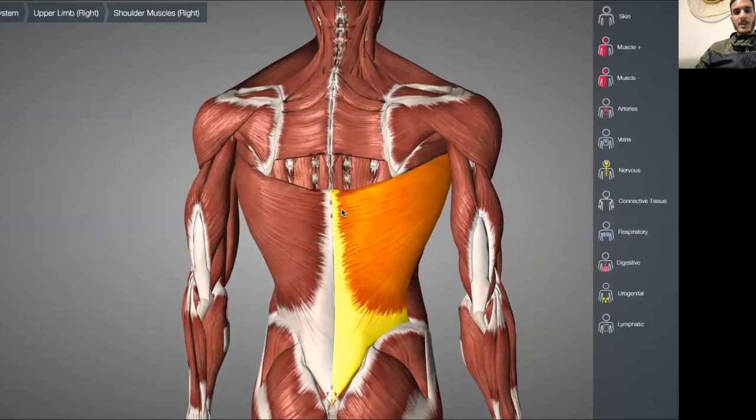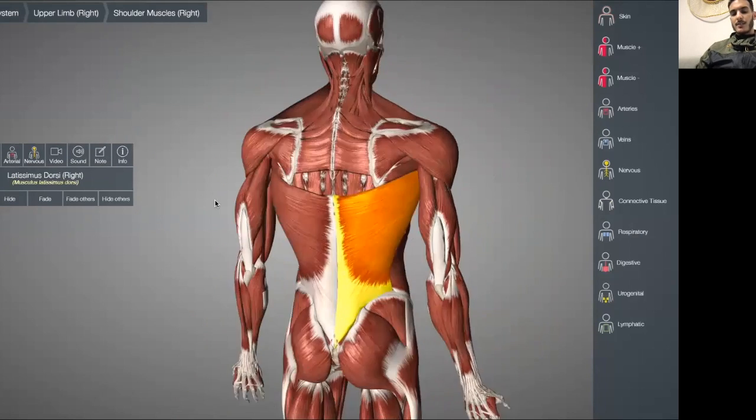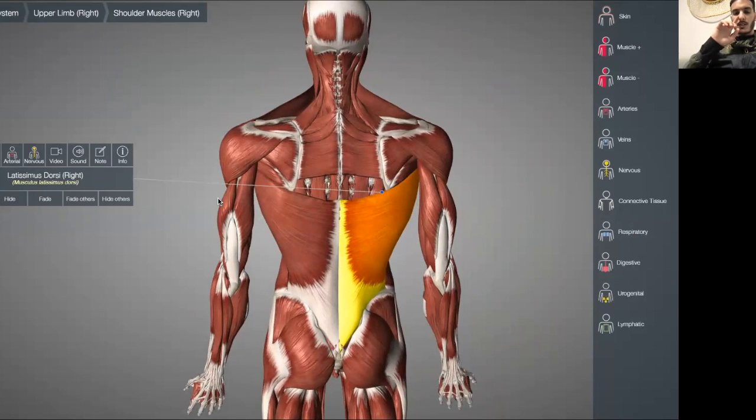So this is basically the superficial muscles of the back, and they're made up of 5: trapezius, levator scapulae, rhomboid minor, rhomboid major, latissimus dorsi.